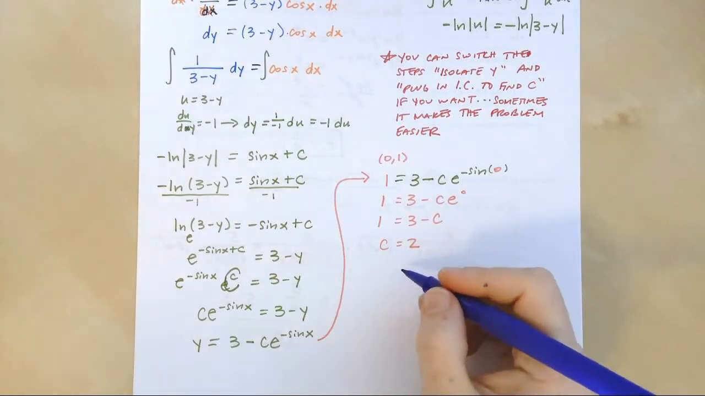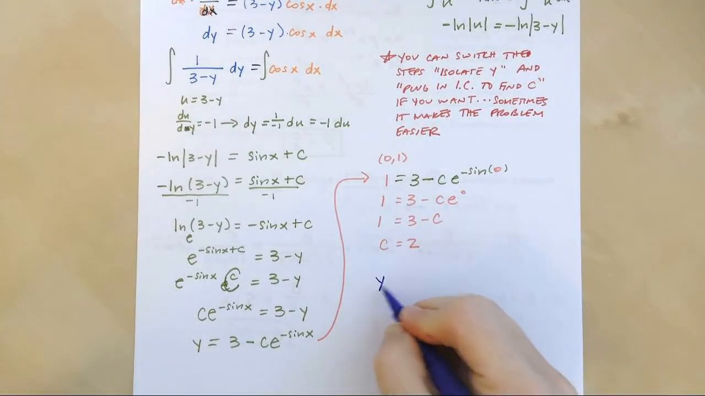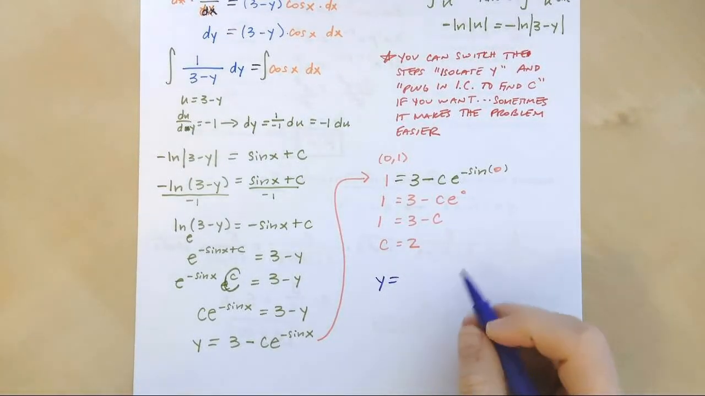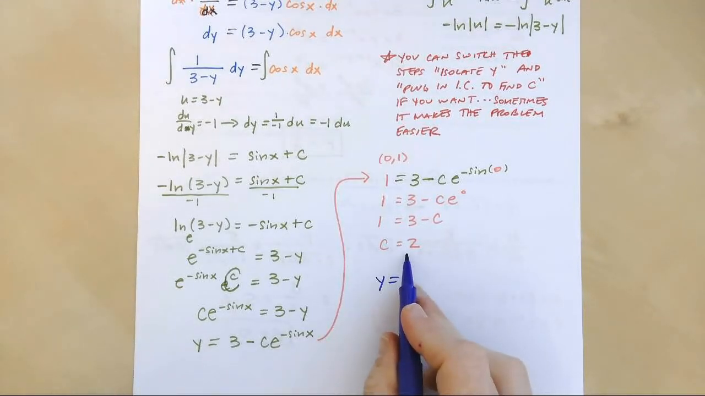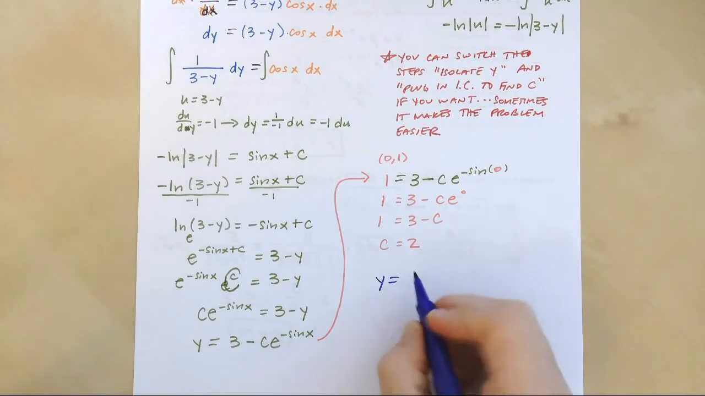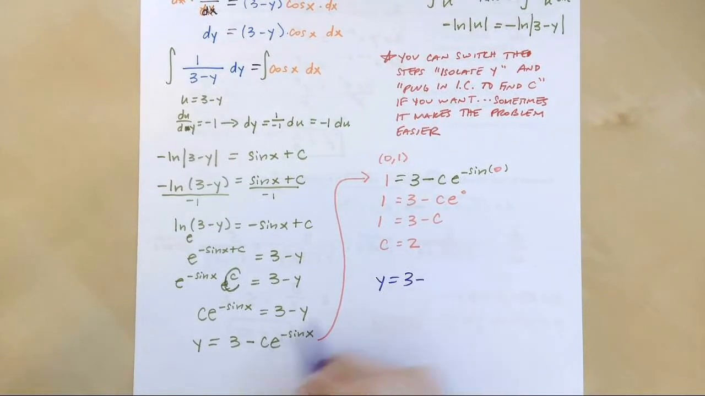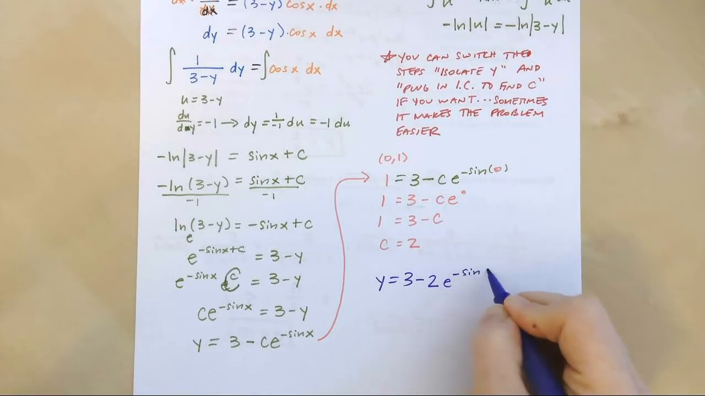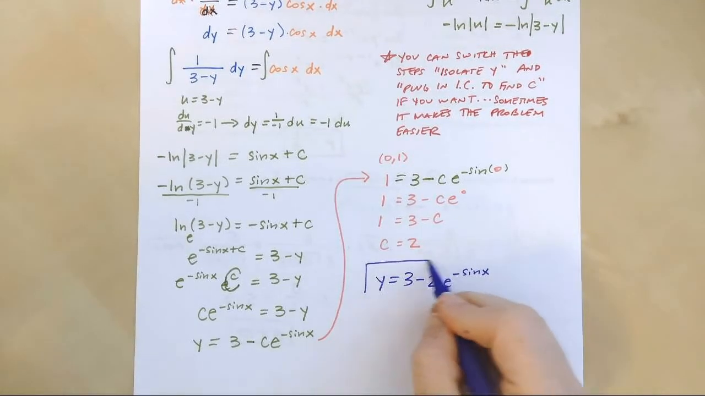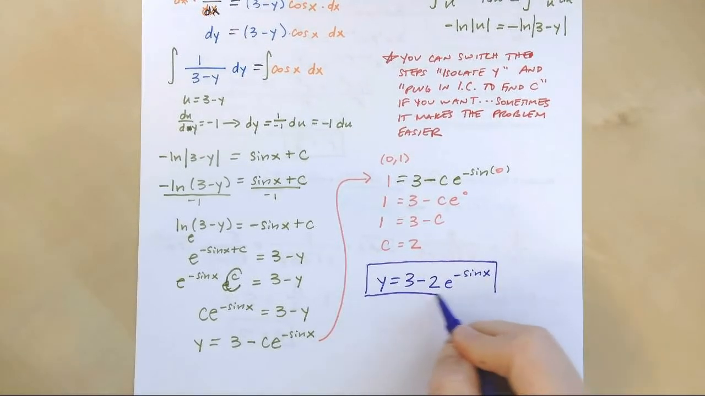Now we need to write our particular solution, which always starts with y equals. And then we copy this. We combine these two things. We combine our isolated y and our c. So we have 3 minus c, which is 2, e to the negative sine x. That is the particular solution to this differential equation.